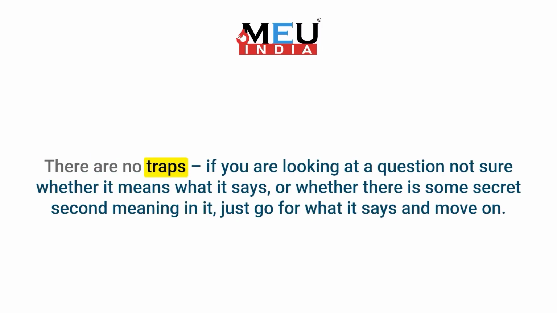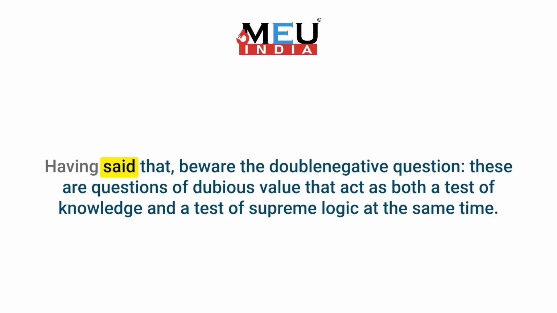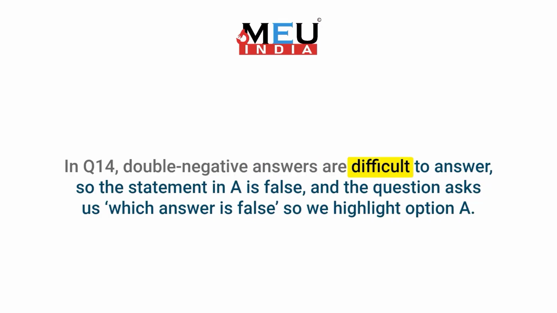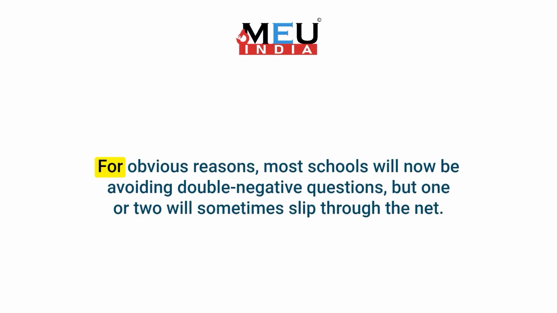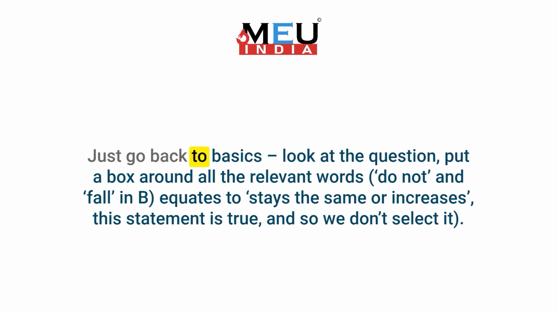There are no traps. If you are looking at a question not sure whether it means what it says or whether there is some secret second meaning in it, just go for what it says and move on. Having said that, beware the double negative question. These are questions of dubious value that act as both a test of knowledge and a test of supreme logic at the same time. In Q40, double negative answers are difficult to answer, so the statement in A is false. And the question asks us which answer is false, so we highlight option A for obvious reasons. Most schools will now be avoiding double negative questions, but one or two will sometimes slip through the net.